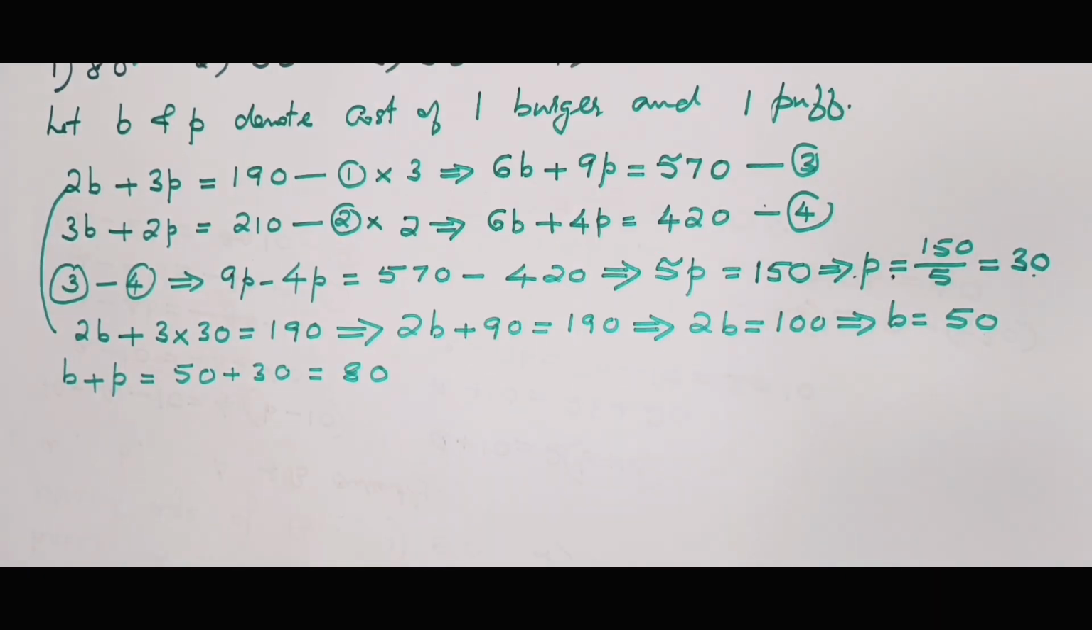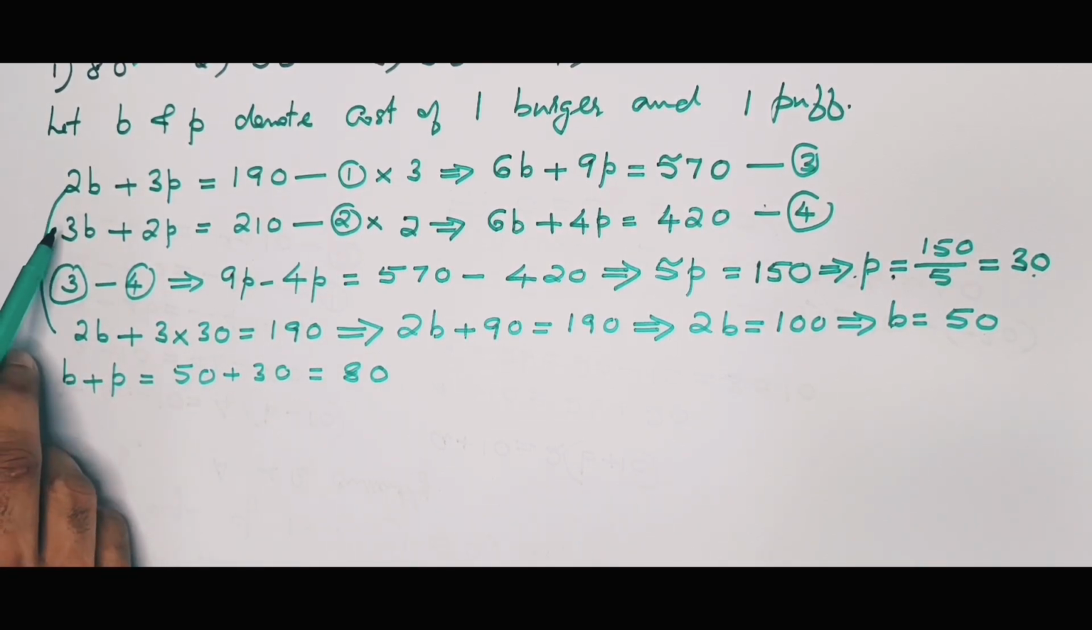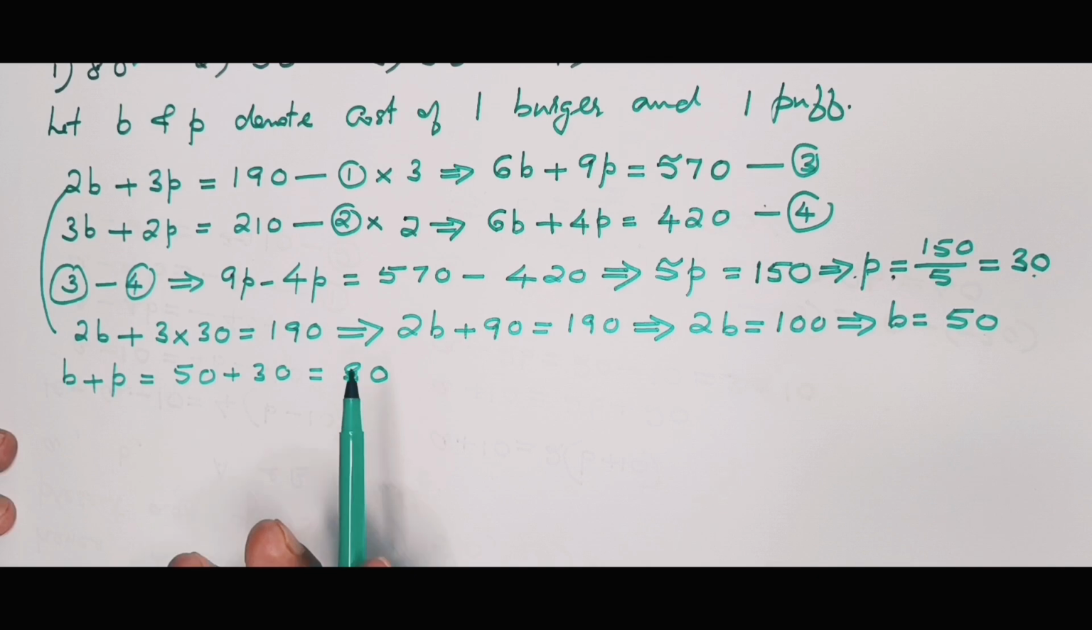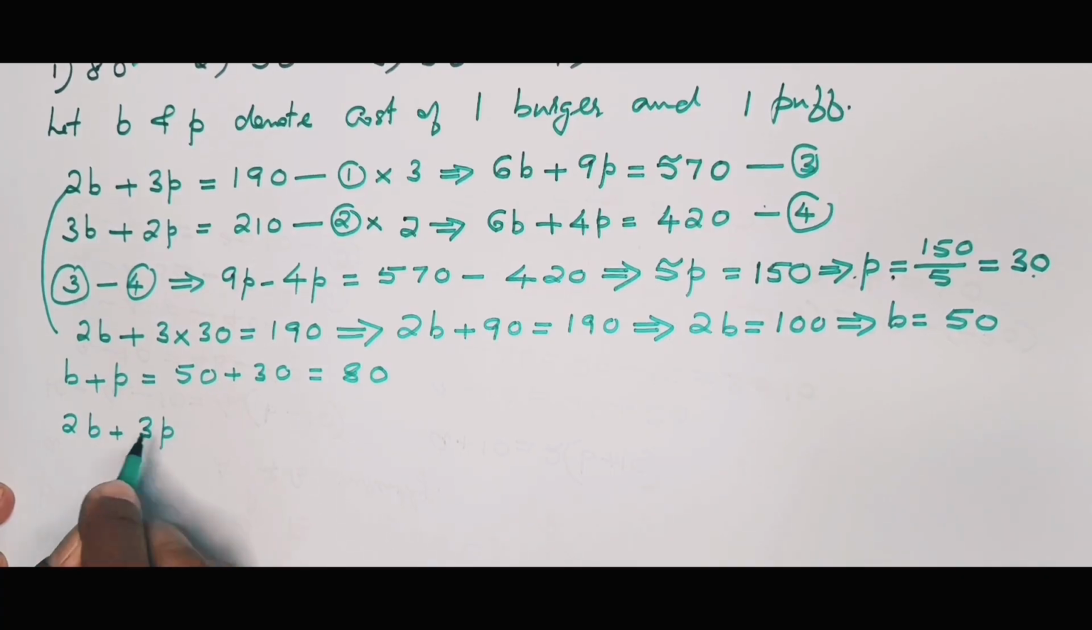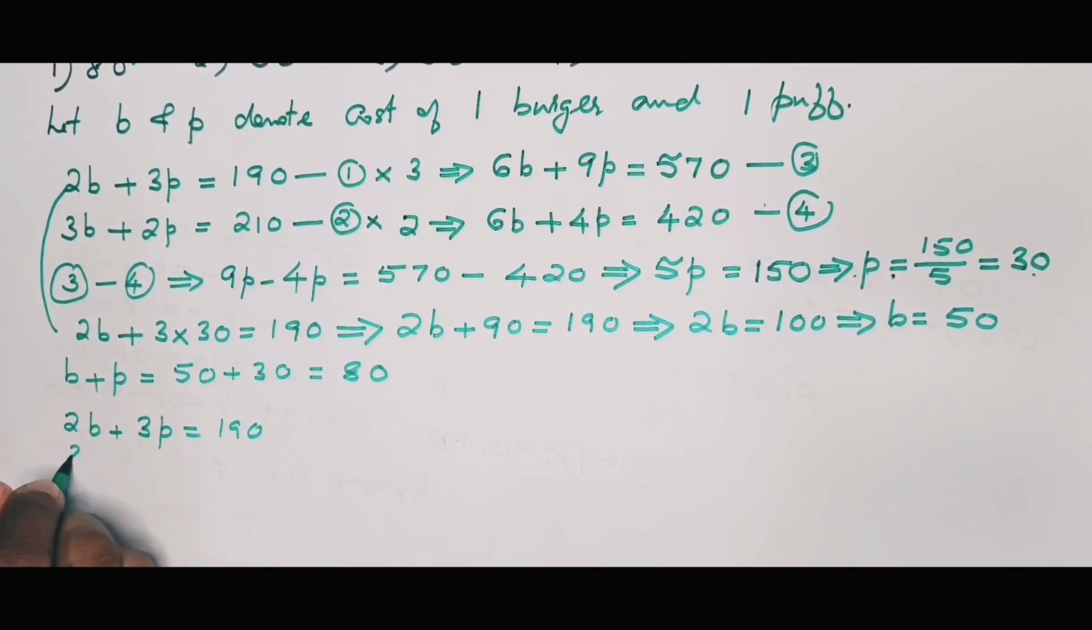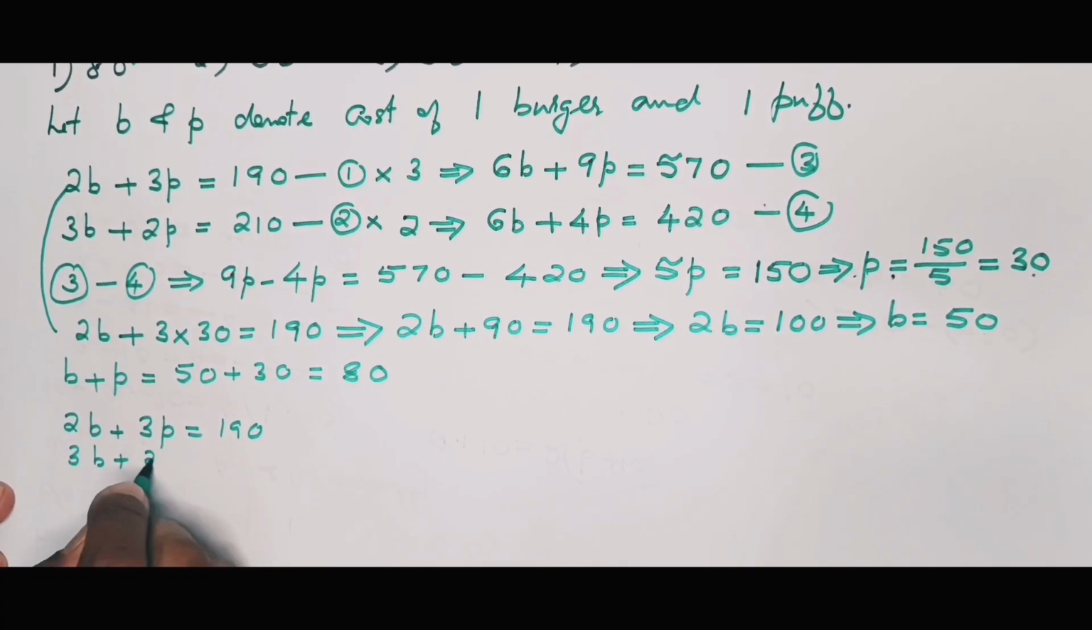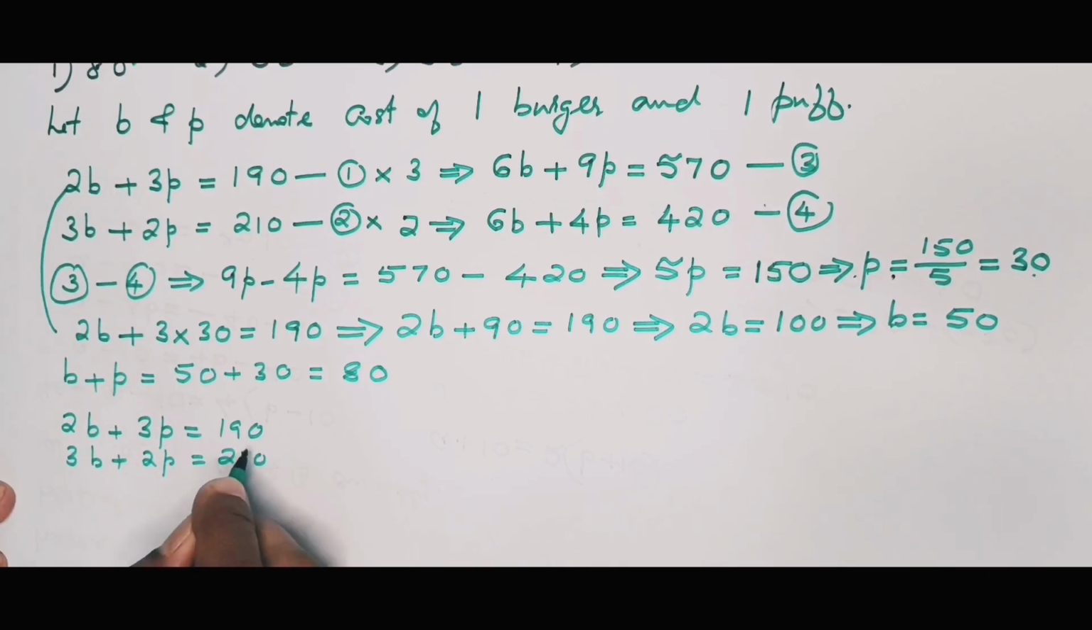For this problem, I can show you a shortcut to get to the answer 80, which will work as a special case in this problem, not in every other problem. That's why I didn't show you the shortcut in the beginning. Only the long approach we discussed here will work in all the problems. This is a special case. See, let me write the equations we got. 2B plus 3P equals 190 and 3B plus 2P equals 210. These are the equations we have framed using the data in the problem.